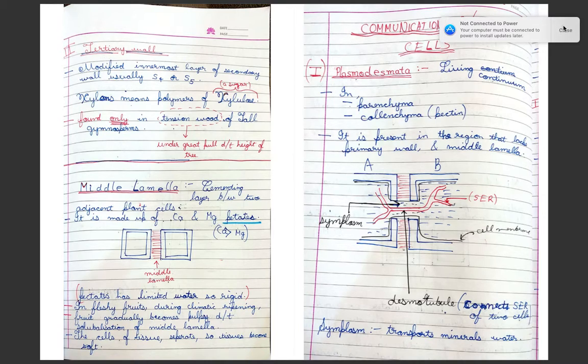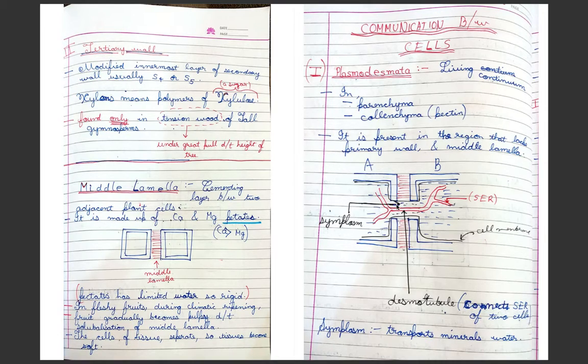Communication between cells: plasmodesmata and pits. Plasmodesmata form a living continuum, meaning they are only in living cells. They are, however, mostly found in parenchyma and collenchyma. They are present in the region between primary wall and middle lamella.